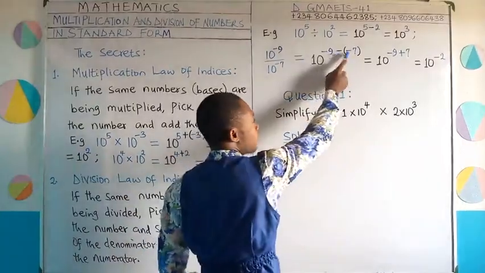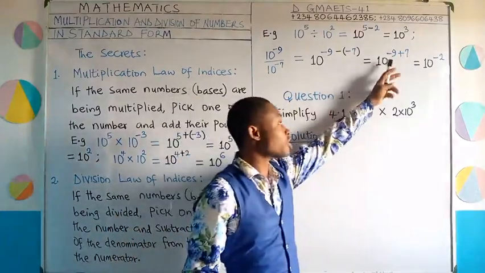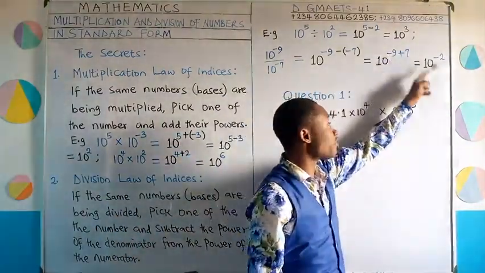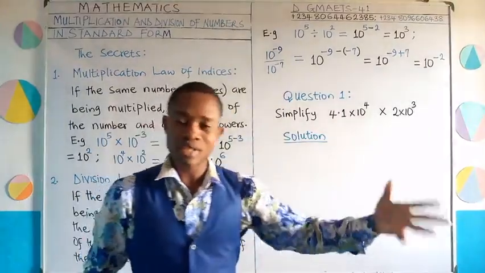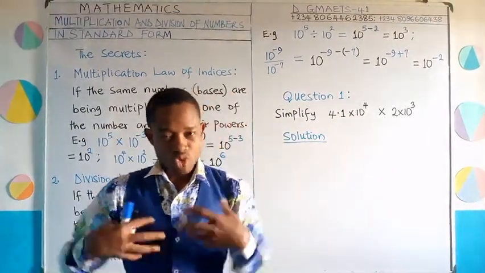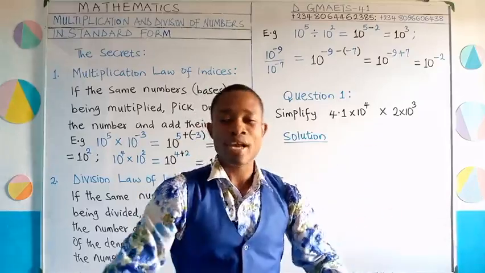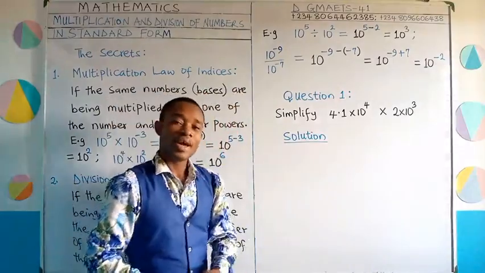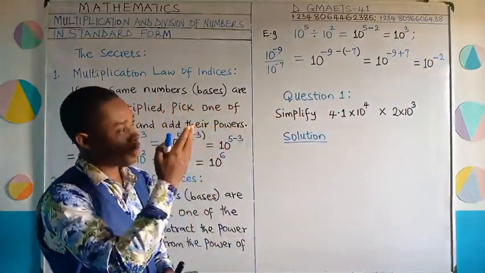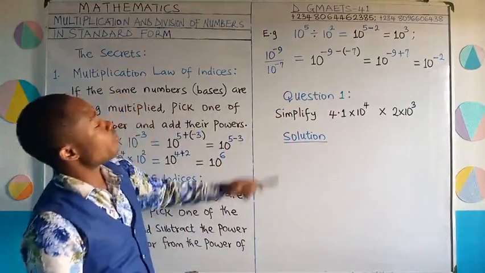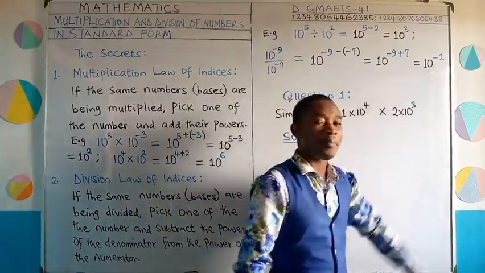Now, minus times minus changes to plus. So this will give us 10 raised to the power minus 9 plus 7. If you work this minus 9 plus 7, you get minus 2. Minus 9, you are owing 9. Plus 7, you have 7. If you give that person the 7 you have, because you are owing 9, you will still be left with 2 to pay. And because you are now owing 2, we use what? Minus 2. Okay, so minus 9 plus 7 will give us minus 2. Which simply means that 10 raised to the power minus 9 divided by 10 raised to the power minus 7 will give us 10 raised to the power minus 2.